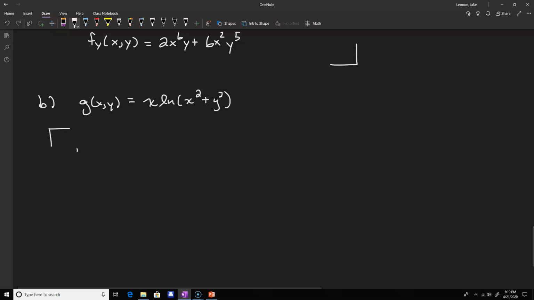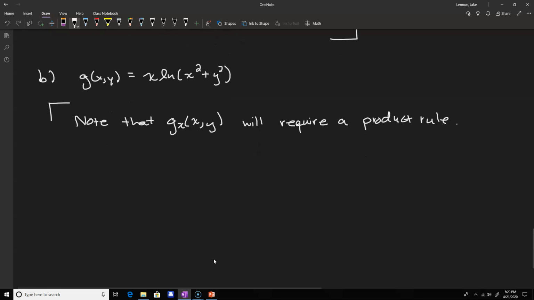So first note that gx of xy, the partial with respect to x, will require a product rule because we have x times the natural log of the quantity x squared plus y squared. So we have x times a function of x. When we do the partial with respect to y, we will not have a product rule. So the derivative with respect to x will be a little bit more complex, or a little bit longer.